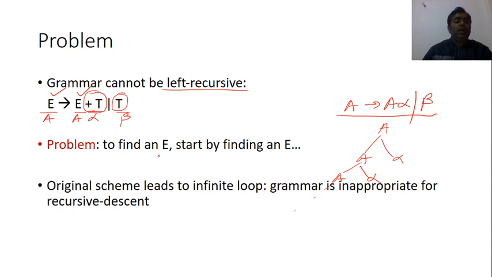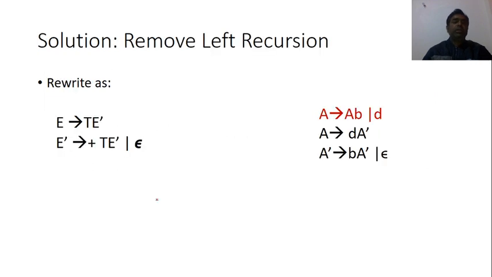The problem is what? To find an E, start by finding an E. That means when we write the function corresponding to E, it will just call E first, and it will go into the infinite loop, which creates the problem. That's why we have to remove the left recursion from the grammar. Here it is written: original scheme leads to infinite loop. Grammar is inappropriate for recursive descent. The solution is to just remove the left recursion.